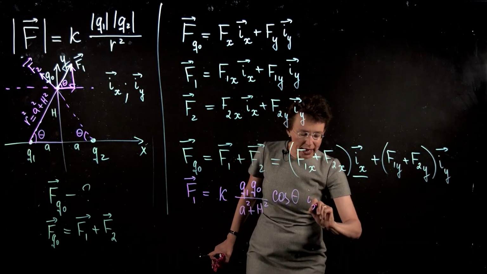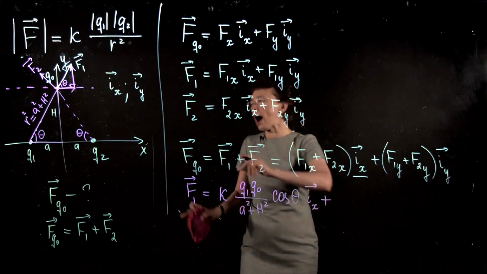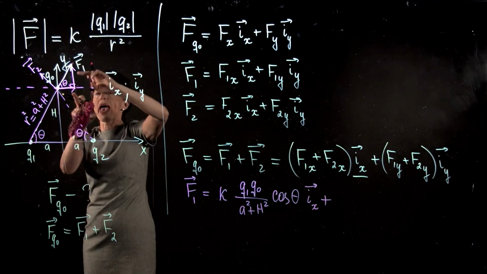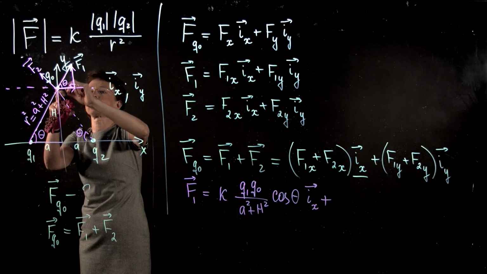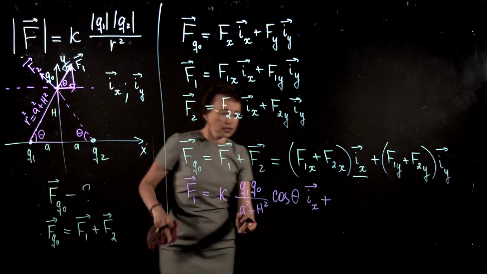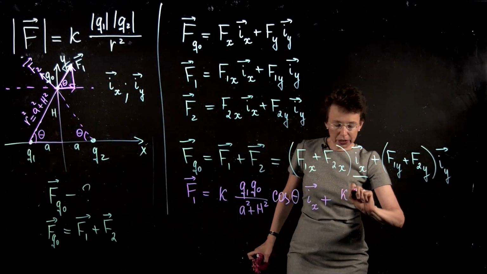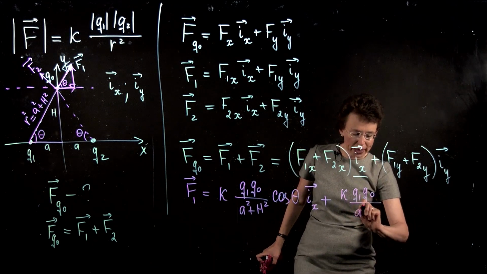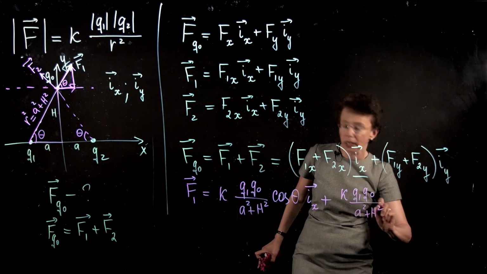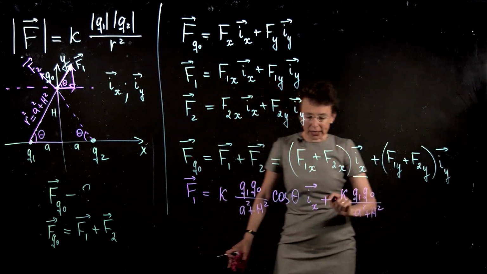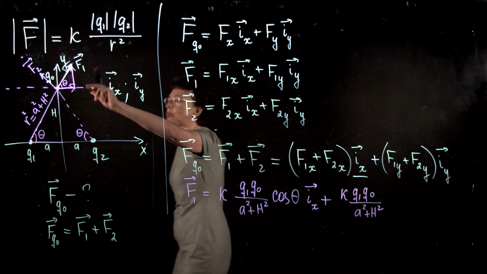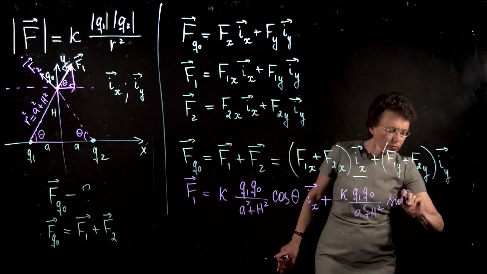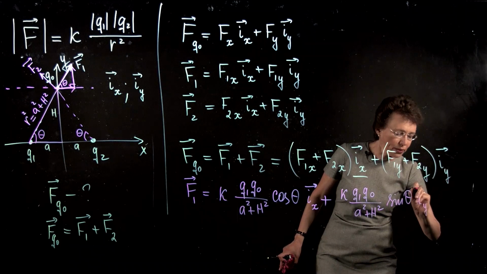I don't forget ix. And then the y component is positive. So the magnitude of this vector is the same. It is k q1 q naught divided by a squared plus h squared, divided by r squared, times, now I need to multiply by sine theta. And I don't forget iy.